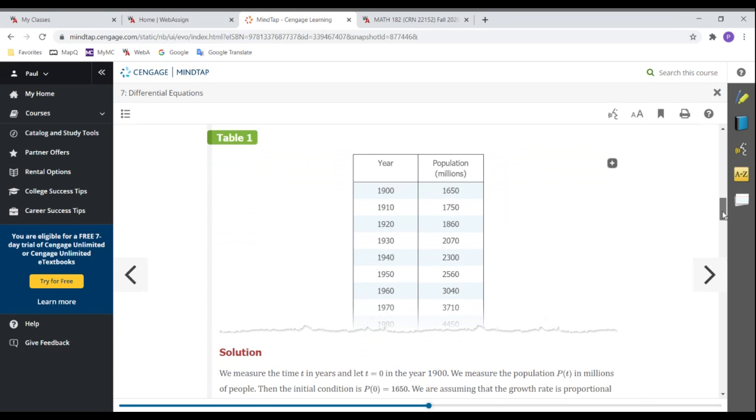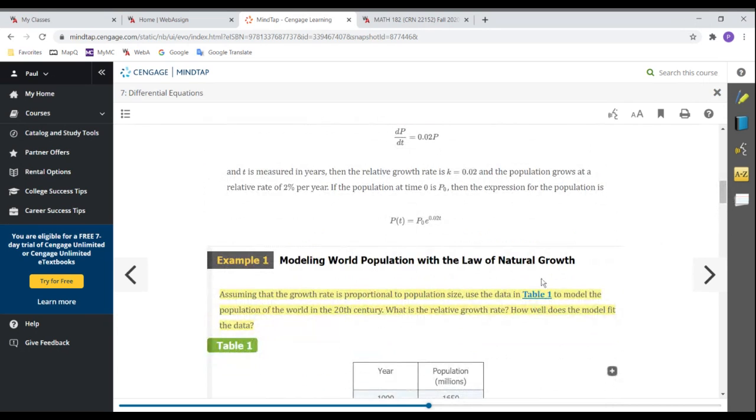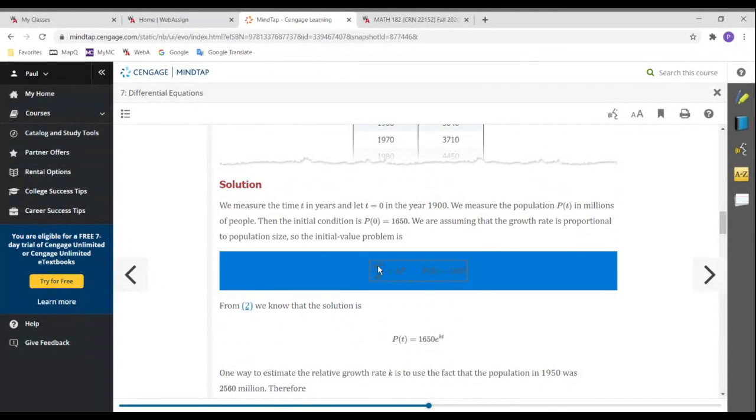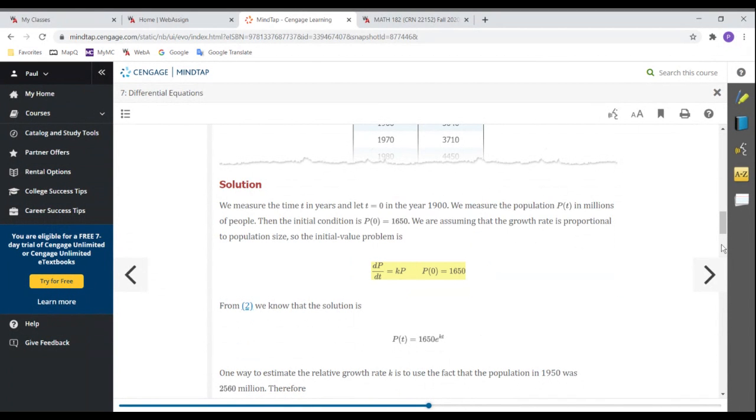They want you to come up with a model for the population based off the data. Since they're saying we can model human population growth exponentially, I will tell you it'll work for a while, but it would not work forever because there's limited resources and so forth. Human population can't keep growing exponentially.